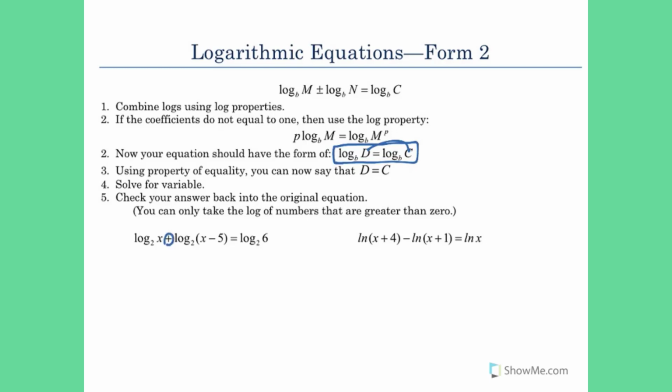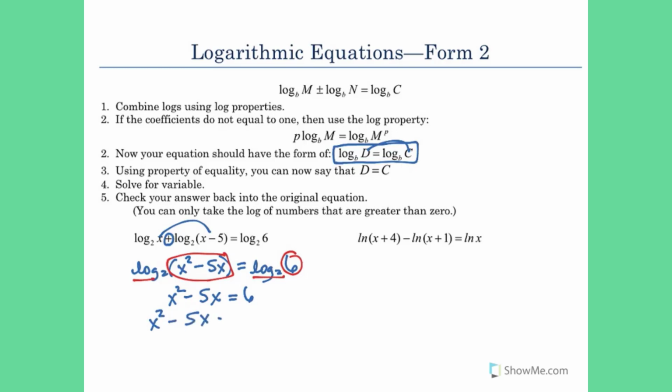So again, we have this plus, so that means I can multiply these. So log base 2 of x squared minus 5x equals log base 2 of 6. Don't skip these steps. Show all your steps. Now, because of equality, everything matches. Log 2 matches log 2, which means this has to equal that. So we can say x squared minus 5x is equal to 6 by property of equality.